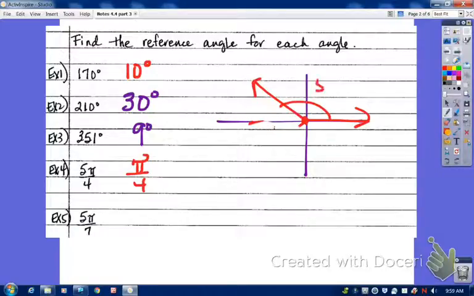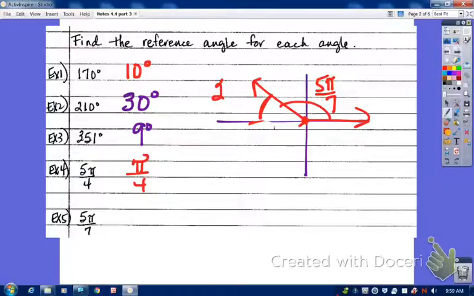So 5 pi over 7. I'm just estimating here. You're going to have to think a little bit harder about this one. It's not on the unit circle, but I need to get back to the x-axis. That's my reference line. Do not pick up your calculator on this one. Whoever said it is right: 2 pi over 7.